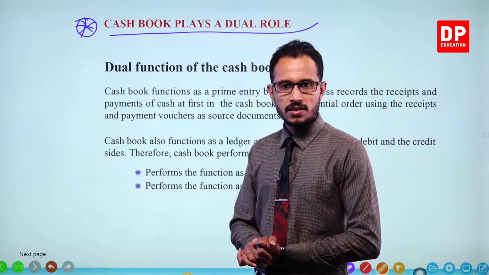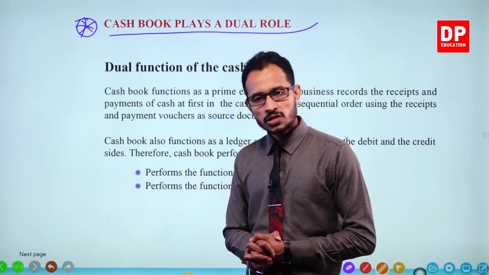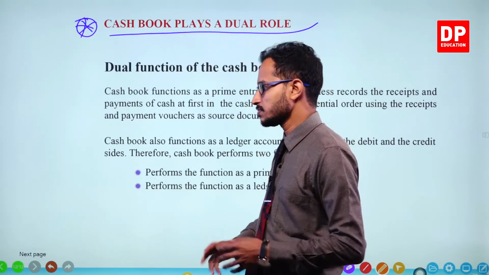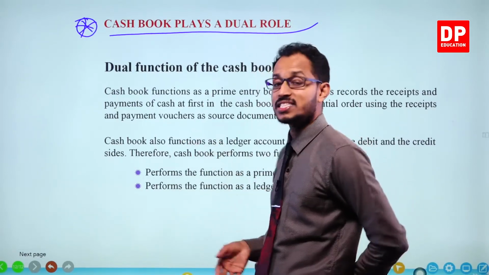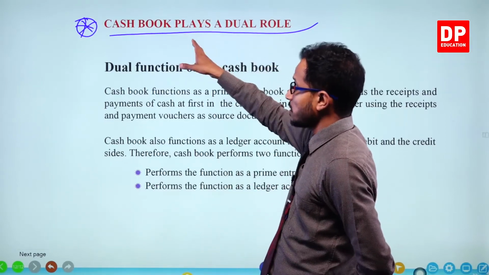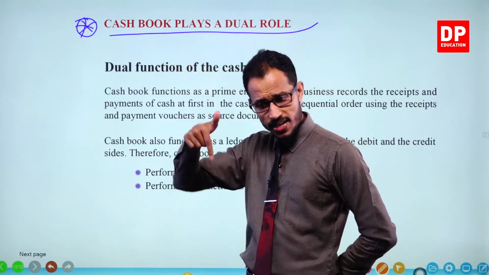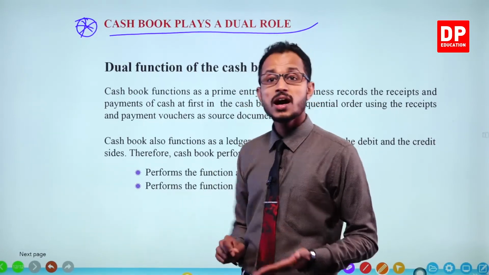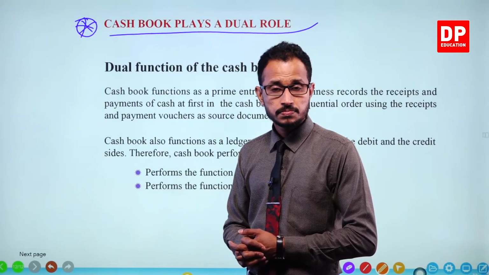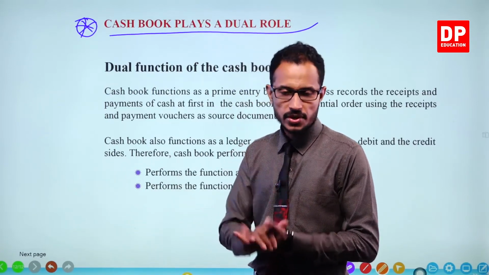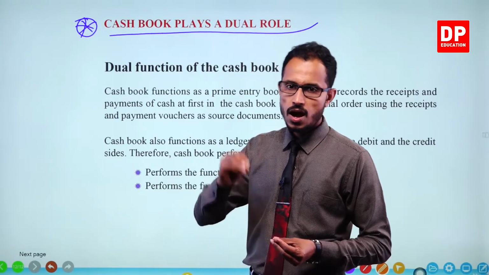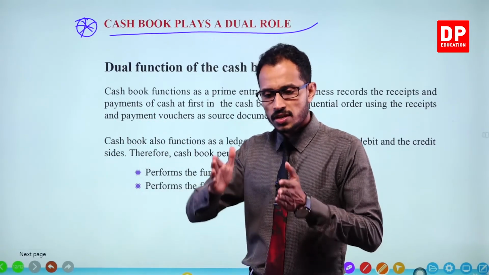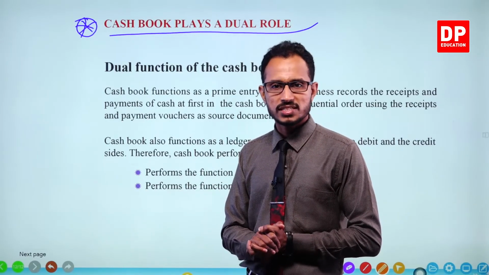What does it mean? Well, it means, children, it is not only a prime book, it is a ledger account too. Which means, my dear students, when the cash book is used as a prime entry book, on the cashier's desk, and all the cash transactions are recorded, it has no other book or other account in the ledger. The cash book itself is the ledger account for cash transactions.